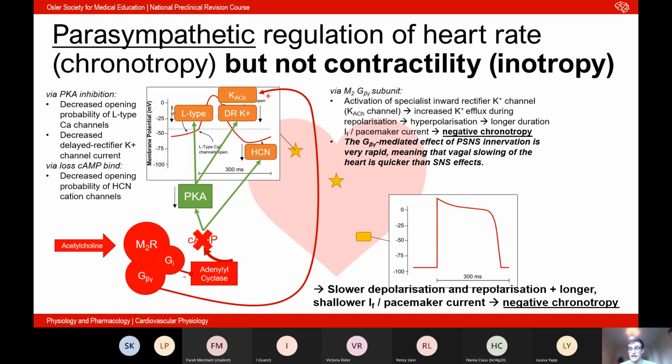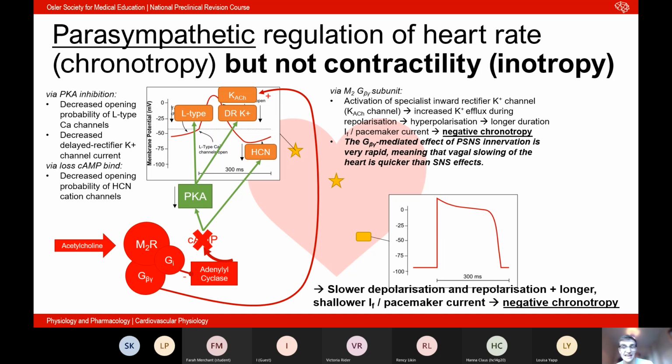So we get reduced cyclic AMP, which reduces the sodium current through the HCN channel. You also get reduced PKA activity, which results in less activity in L-type channels and delayed rectifier channels as they are dephosphorylated. So there's that in words.